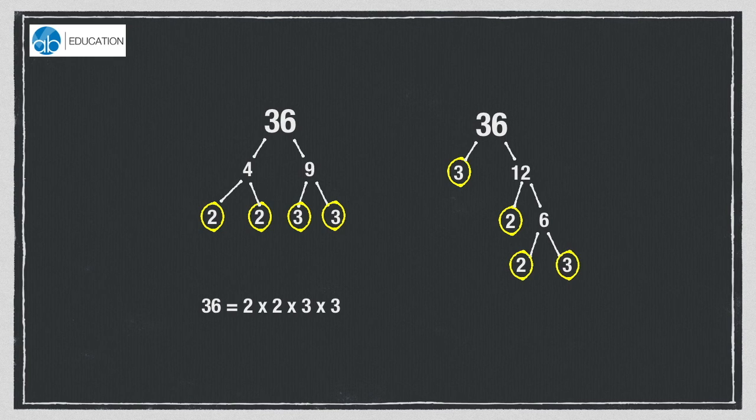And you can see that we've got exactly the same answer as before. Putting the prime numbers in order of size, we've got 36 equals 2 times 2 times 3 times 3. We have expressed 36 as a product of its prime factors.